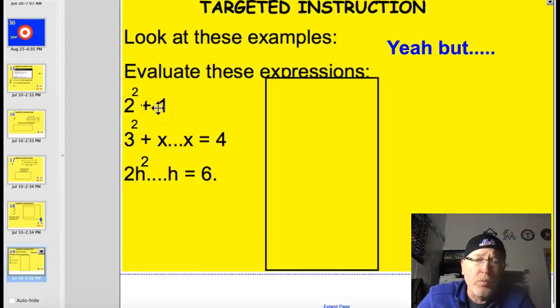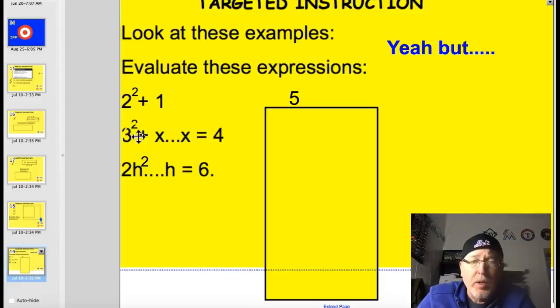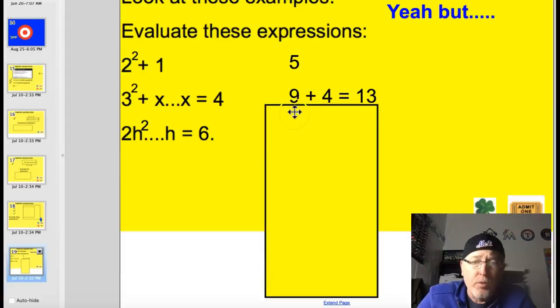You have 2 squared plus 1. Well, what's 2 squared? 2 squared is 4, plus 1 is 5. How about this? You have 3 squared plus x, and x is 4. Well, think about that. 3 squared is 9. 3 times 3 is 9. Add the 4, you're at 13. So we're evaluating these expressions. Nice. Okay, this is the hardest one. Give it a shot.